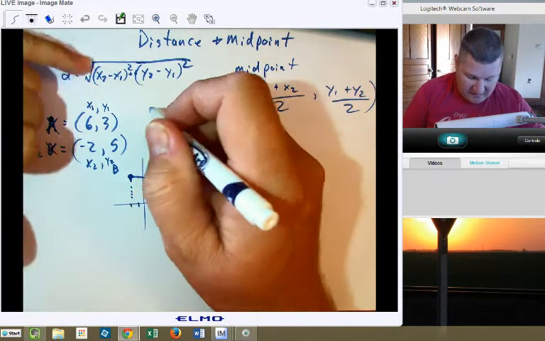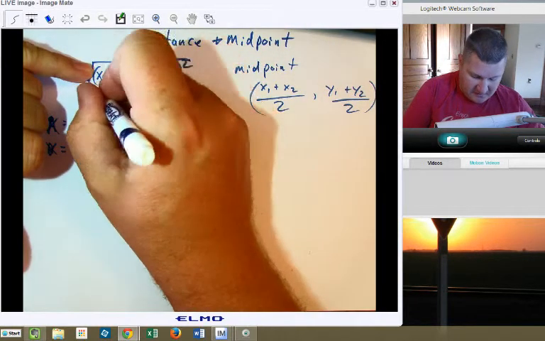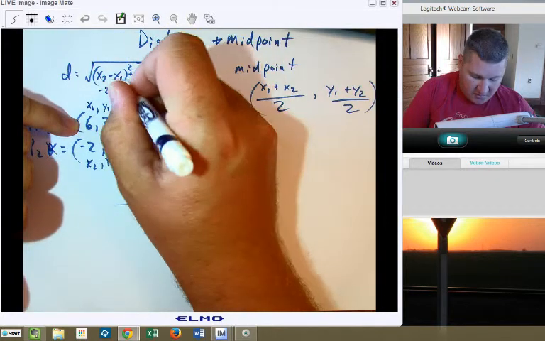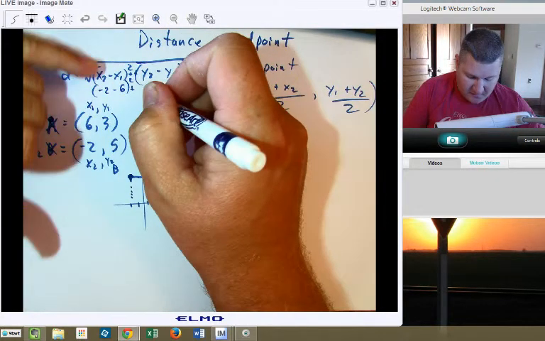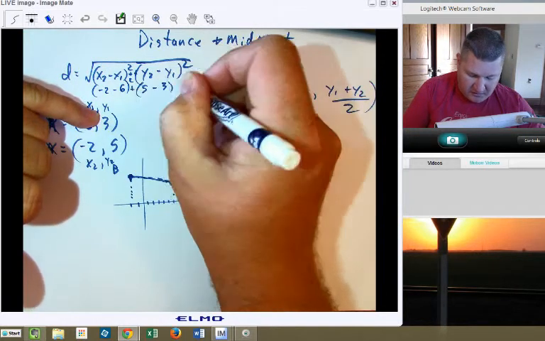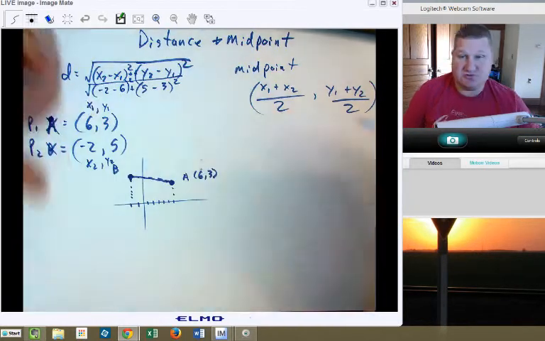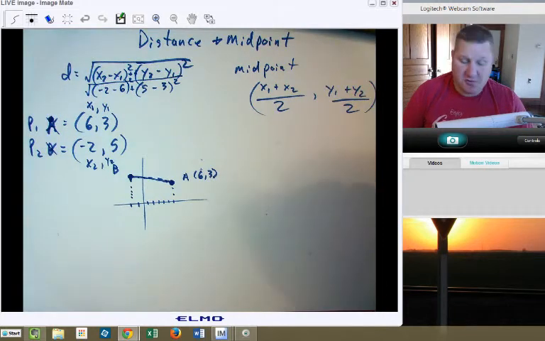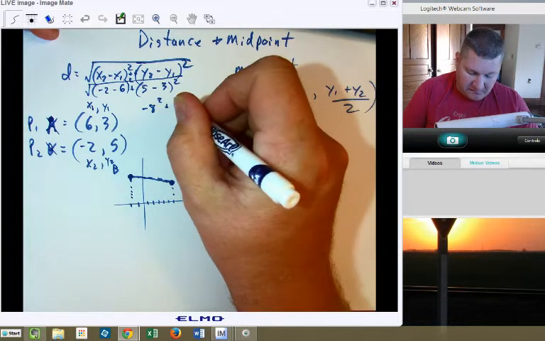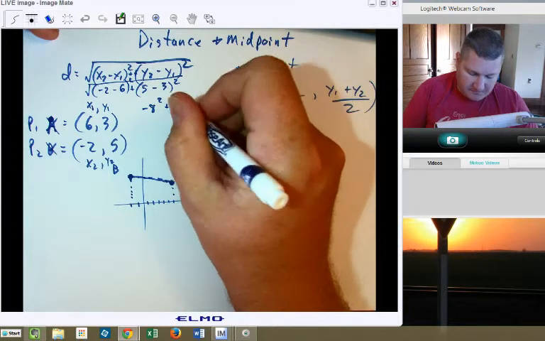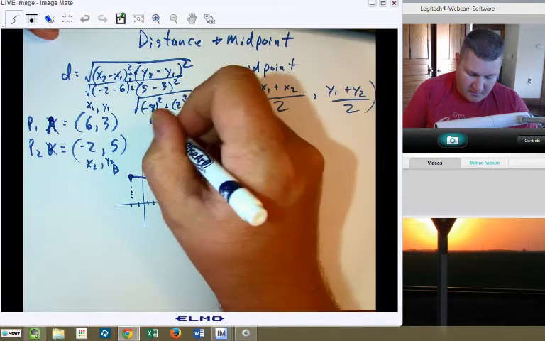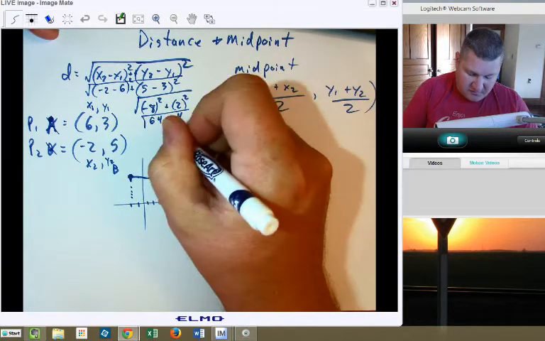And so we say x2, negative 2, minus x1, 6, quantity squared, plus y2, 5, minus y1, 3, quantity squared. Don't forget your square root. That's where a lot of people go wrong. So we come up with negative 8 squared plus 2 squared. Square root, so I have 64 plus 4, square root 68.